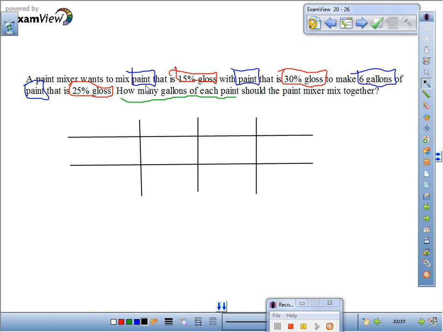How many mixtures do they have? Let's see. Paint is 15% gloss with a paint that is 30% gloss. How many mixes? The paint mixer wants to mix paint that is 15% gloss with 30% gloss. How many mixes? 2. So this is first, second, and total. What is our first mix? 15%. Our second, 30%. Our total, 25%.